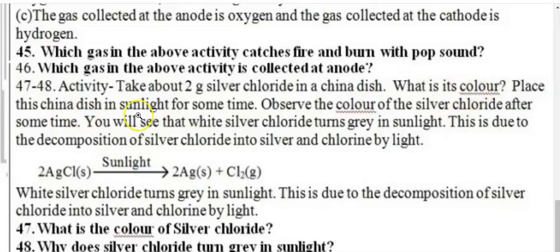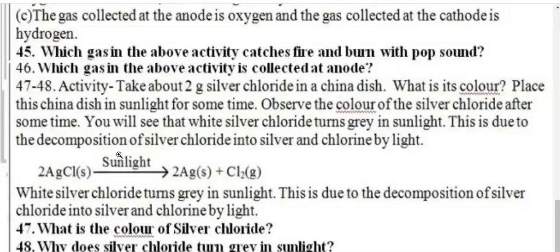Place this china dish in sunlight for some time. Observe the color of the silver chloride after some time. You will see that white silver chloride turns grey in sunlight. This is due to the decomposition of silver chloride into silver and chlorine by light.